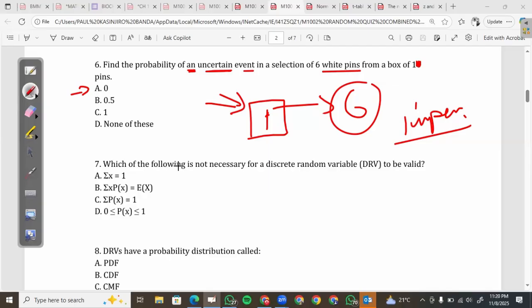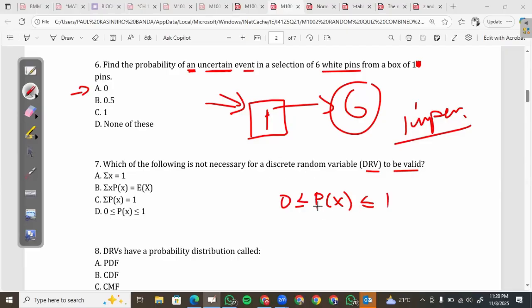Which of the following is not necessary for a discrete random variable to be valid? For a discrete random variable to be valid, first of all, we require that the probability P(x) of any event should be between 0 and 1. And it's the same again even for continuous random variables.